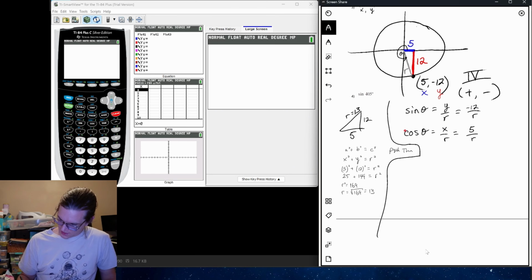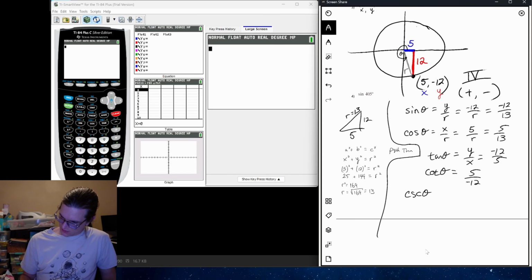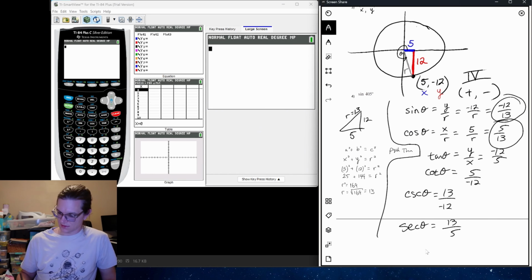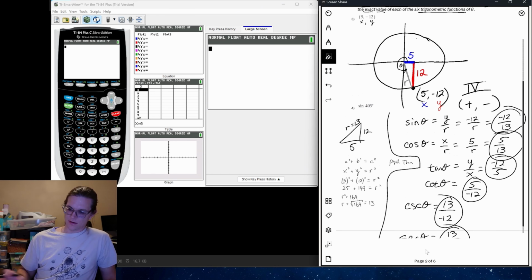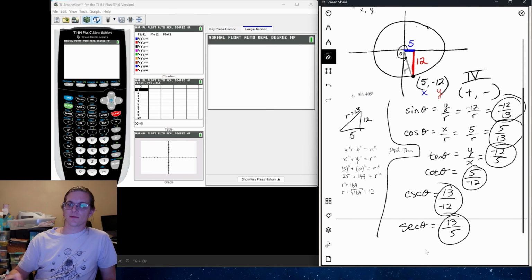Back to what we were doing after that quick little Pythagorean theorem. We have minus 12 over 13. We have 5 over 13. Tangent is y over x. That's negative 12 over 5. Cotangent, easy, 5 over negative 12. Cosecant, we flip sine, and secant, we flip cosine. So these are all exact values. That's good. We're going to erase this page in a second. We're going to nuke it.